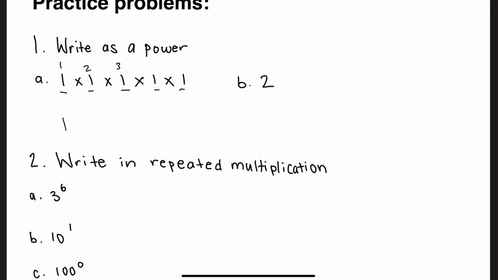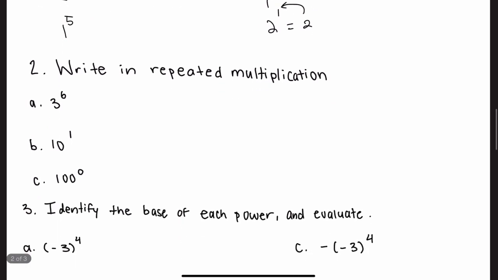So we have 1, 2, 3, 4, 5. So this shows up as 1 to the power of 5 because this is being multiplied 5 times. Now here, we don't see that it's being multiplied again and again. It's only showing up once, right? So the base here is going to be 2. And since it only shows up once, it's going to just be to the power of 1, which is just 2, like this one.